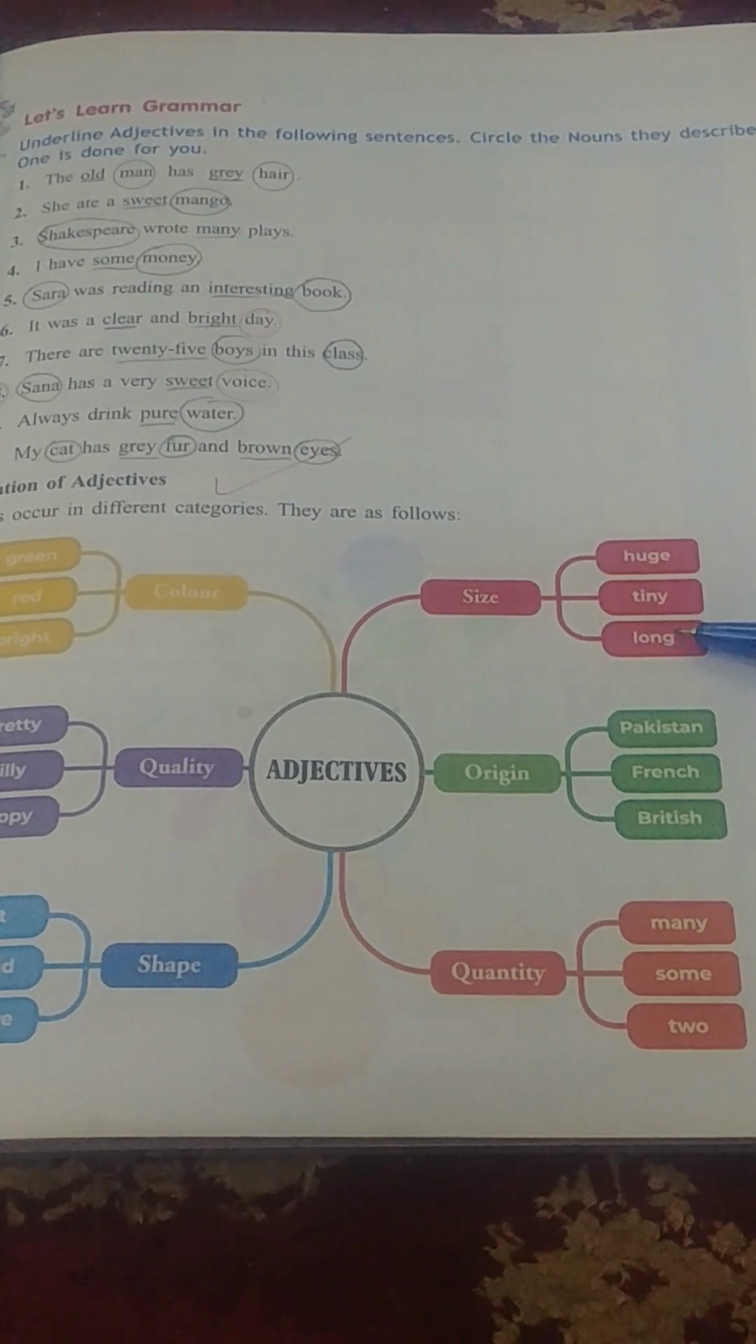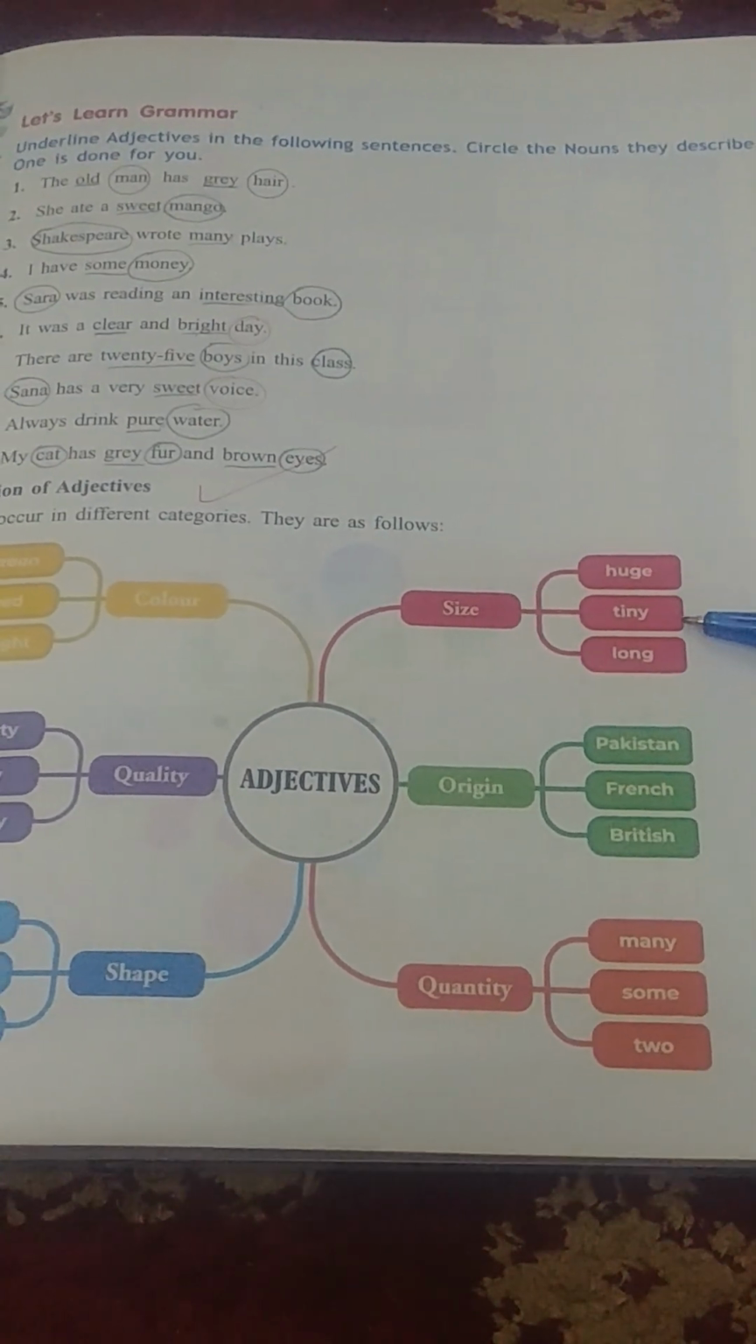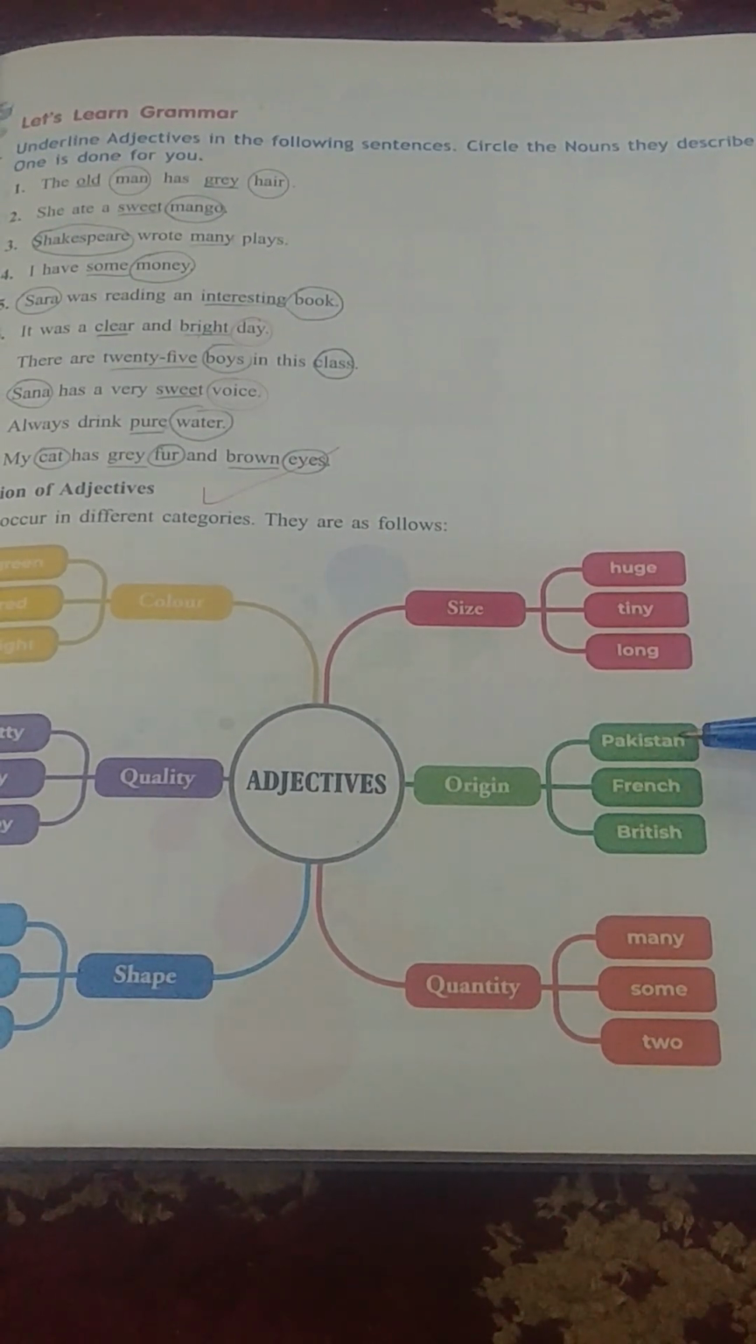Size: huge, tiny, long. Adjectives. Origin: Pakistan, French, British. All the origins are adjectives. Quantities: many, some, two, etc. These are the adjectives. Okay.